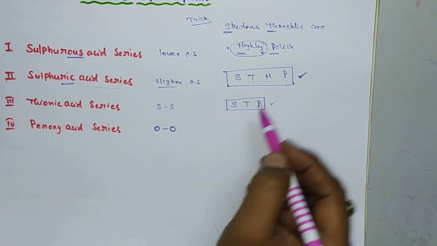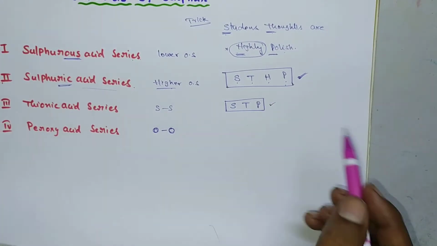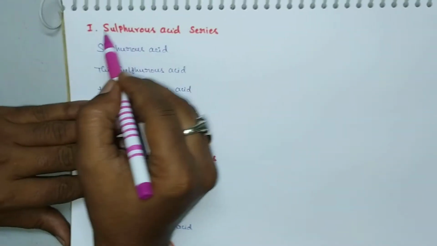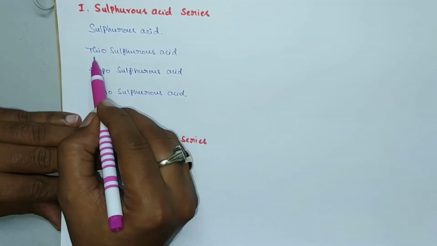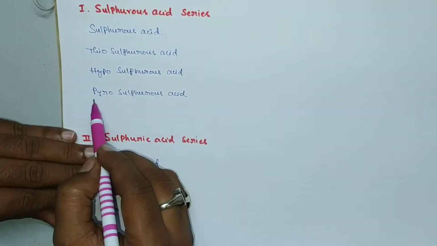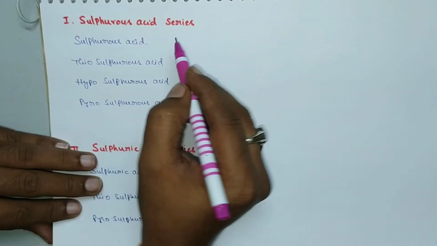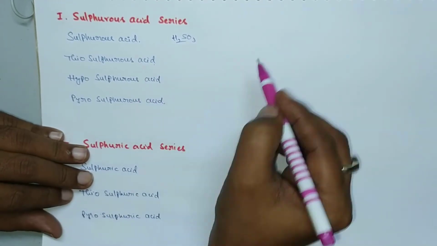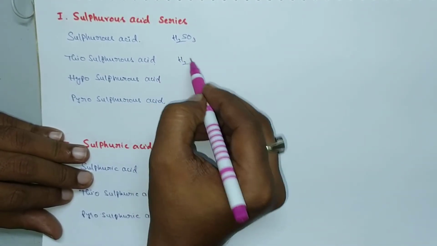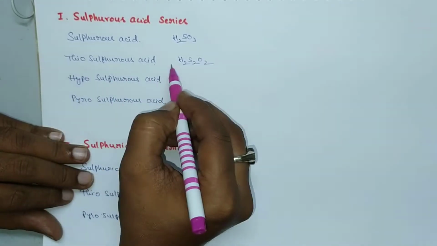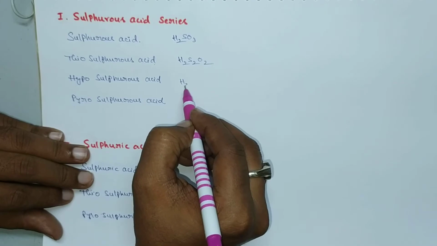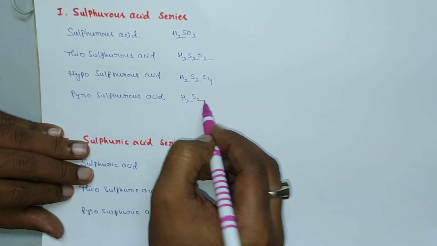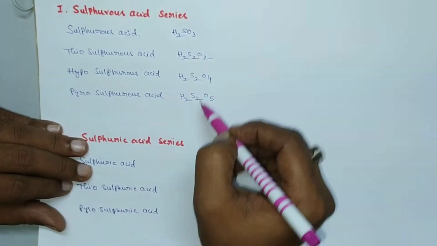Now you have to follow this. The first one is the sulfurous acid series, which consists of sulfurous acid, thiosulfurous acid, hyposulfurous acid and pyrosulfurous acid. The first one, sulfurous acid, has the formula H2SO3, and the second one, thiosulfurous acid, is H2S2O2. Hypo means H2S2O4, and pyro means H2S2O5.